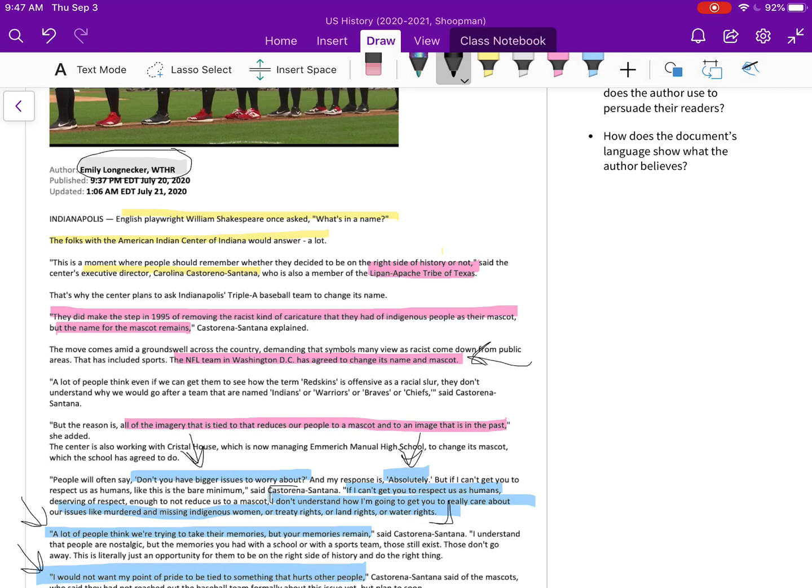So that was a very quick walkthrough of how to do a close reading with an article.